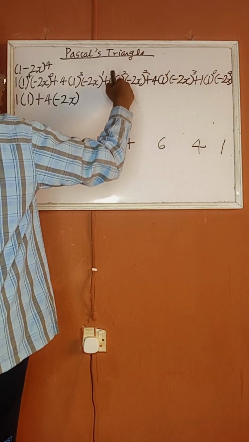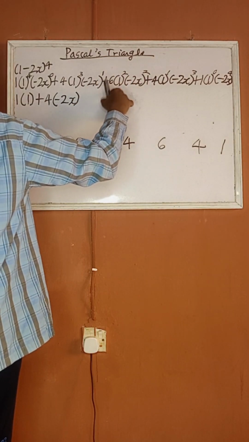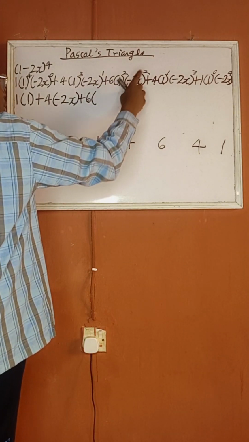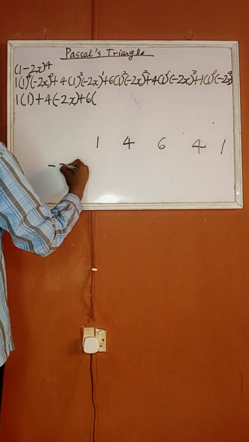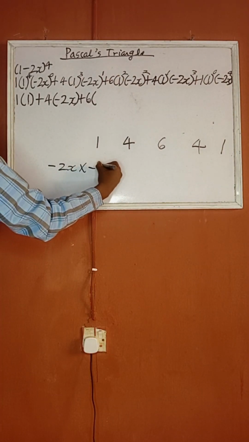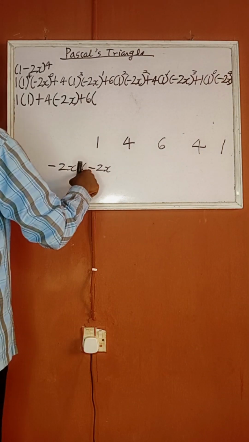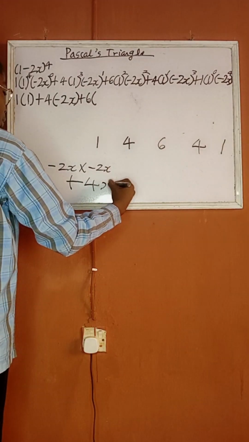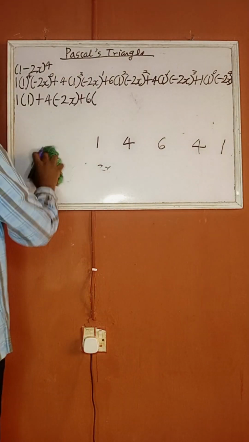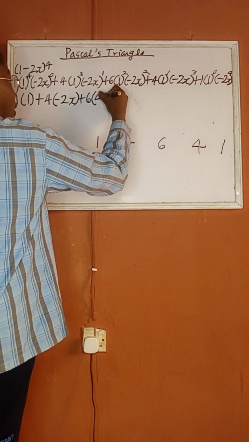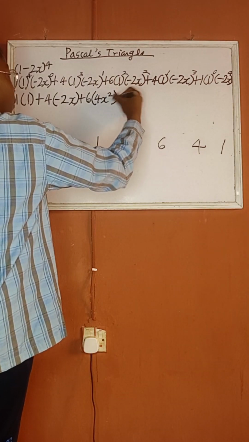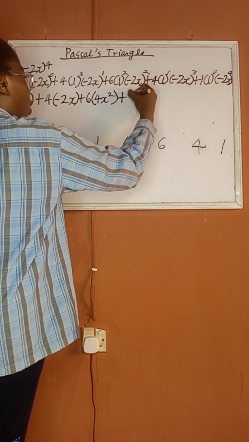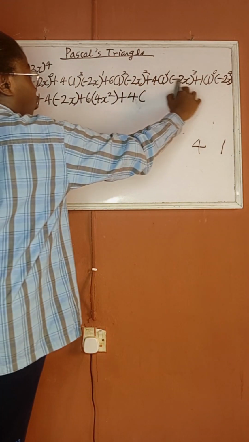Now plus 6 times this 1 raised to the power of 2, which is the same thing as 1. So 6 times 1 is 6, times this (minus 2x) all squared, which is the same thing as minus 2x times minus 2x. Minus times minus will give you plus. 2 times 2 will give you 4. x times x gives you x squared. So we're going to put 4x squared. 1 raised to the power of 1 is the same thing as 1. So 4 times 1 is going to be 4, plus 4, open bracket, minus 2x cubed.